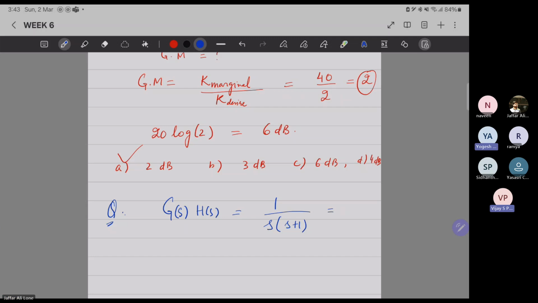Sir, in the previous case, the answer is 6 dB, na? Yes. So you tick A. No, the answer is 6. I was just understanding.